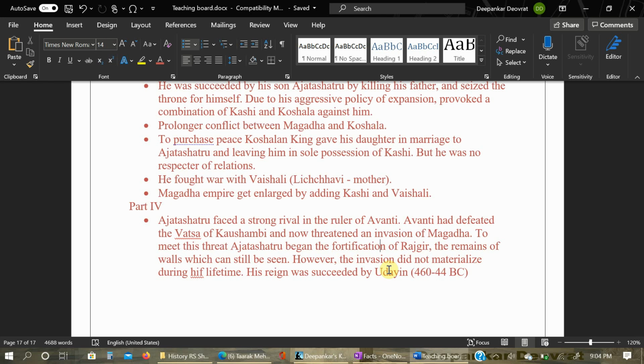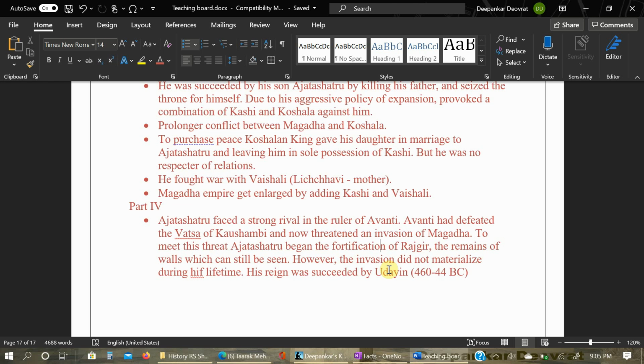The reign of Udayin is important because he is said to have built a fort at the confluence of the Ganga and the Son at Patna. This was done because Patna lay at the center of the Magadha kingdom, which extended from the Himalayas in the north to the hills of Chota Nagpur in the south. In the north of Patna there is the Himalaya, and in the south the Chota Nagpur plateau.